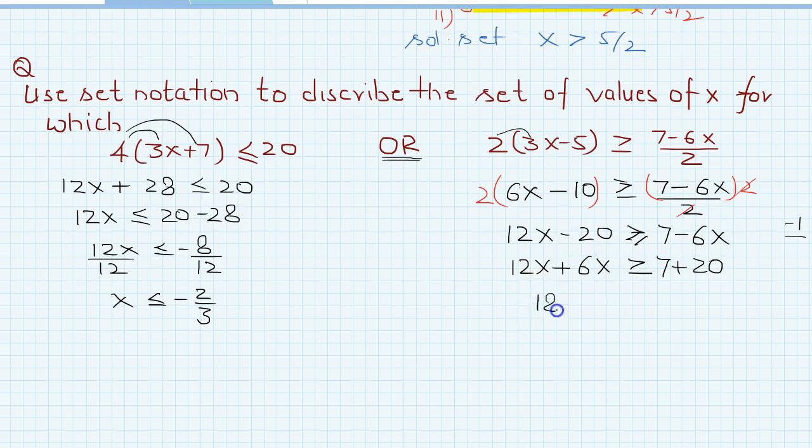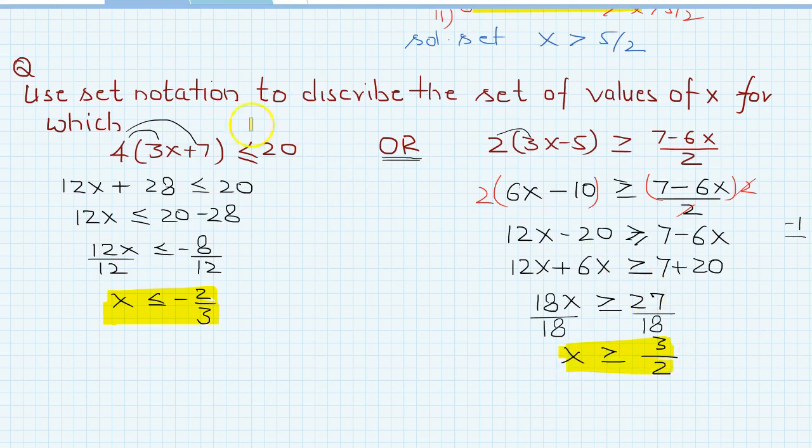So we have 18x is greater than or equal to 27. We can divide both sides by 18. So x is greater than or equal to 9 times 2 is 18 and 9 times 3 is 27. So what inequalities do we have here? From the first part is this and the second part is this.